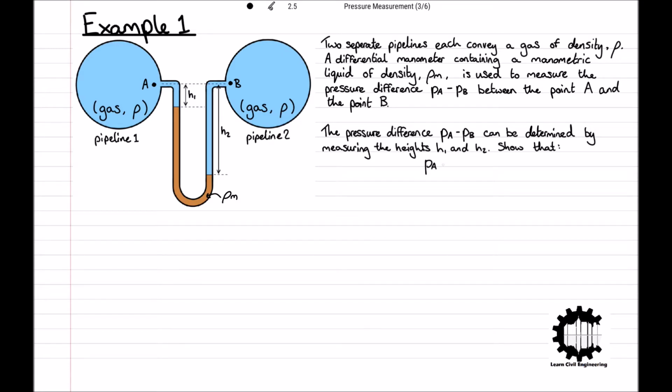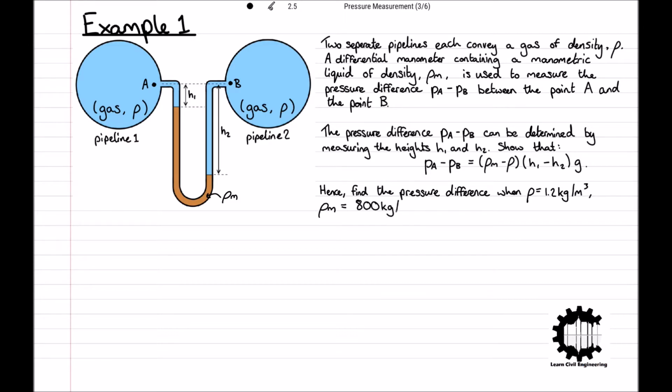Show that PA minus PB is equal to ρm minus ρ times by h1 minus h2 times by g, and hence find the difference in pressure when ρ equals 1.2 kilograms per meter cubed, ρm equals 800 kilograms per meter cubed, h1 equals 58 millimeters, and h2 equals 176 millimeters. Pause the video here if you would like to attempt the problem before we work through it.